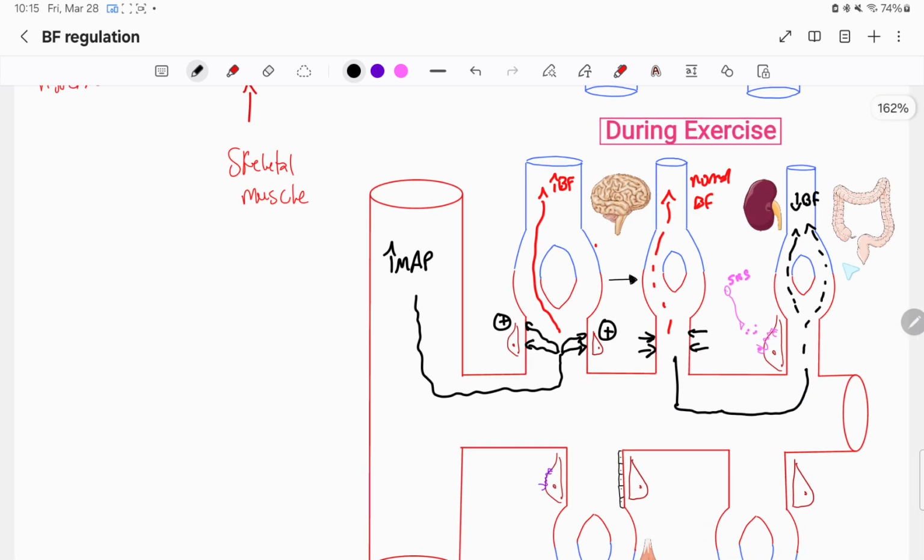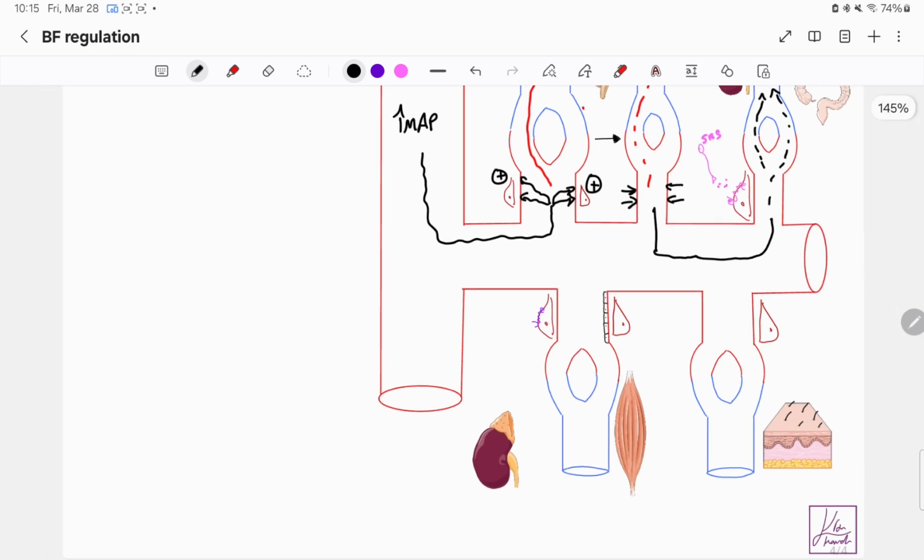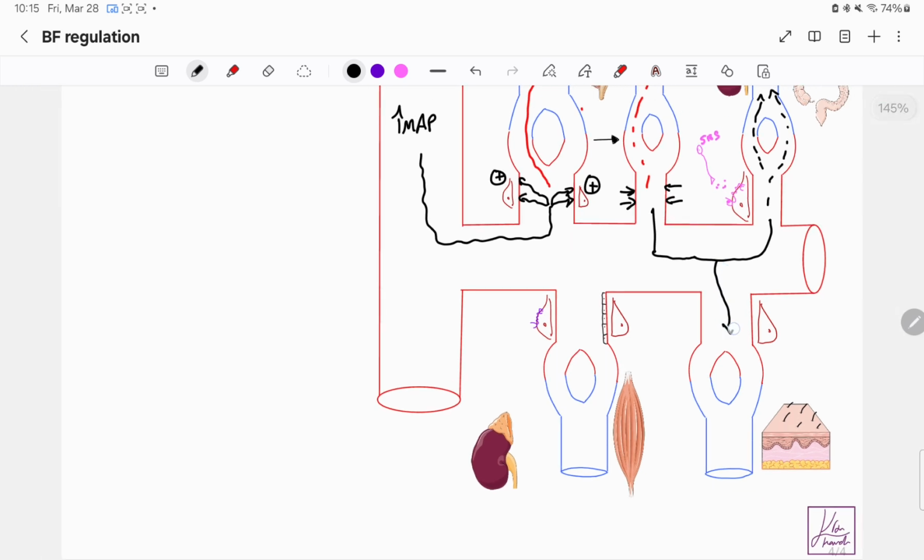So two organs of redirected blood flow, these guys and this guy. Now, where does all this redirected blood flow go? Well, one place it goes is the skin, okay? The skin. Believe it or not, during exercise, your skin gets an increased blood flow.